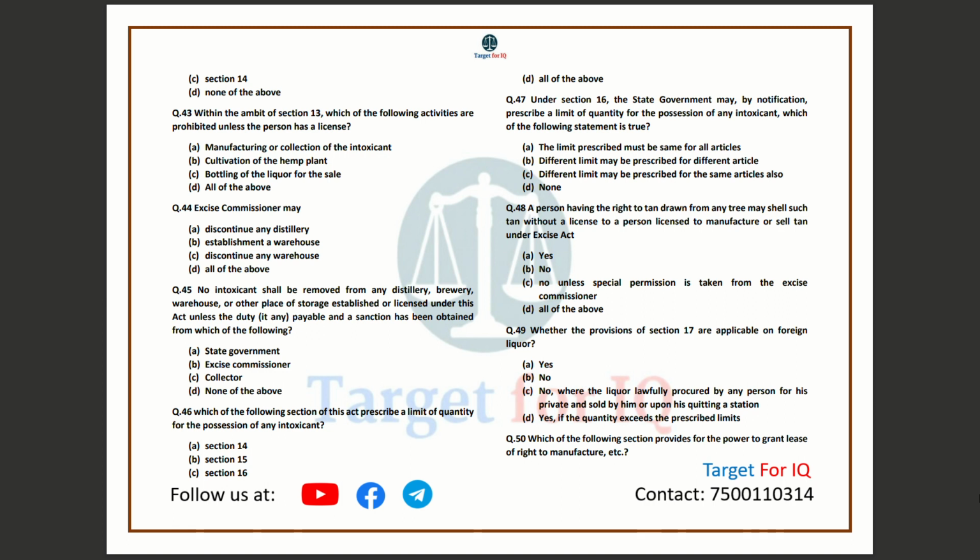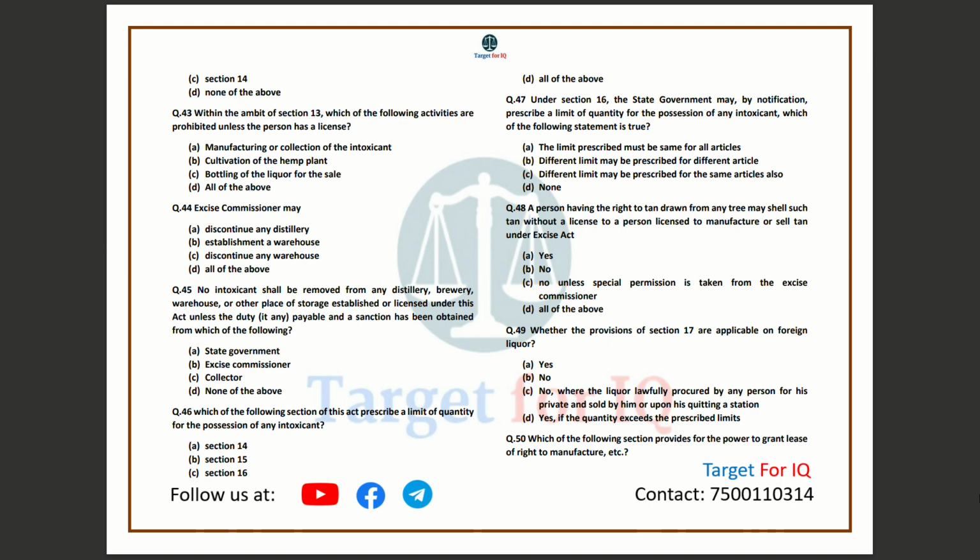Question number 43. Within the ambit of section 13, which of the following activities are prohibited unless the person has a license? Option A, manufacturing or collection of intoxicant. Option B, cultivation of hemp plant. Option C, bottling of the liquor for the sale. And option D is all of the above. Correct answer to question number 43 is all of the above.